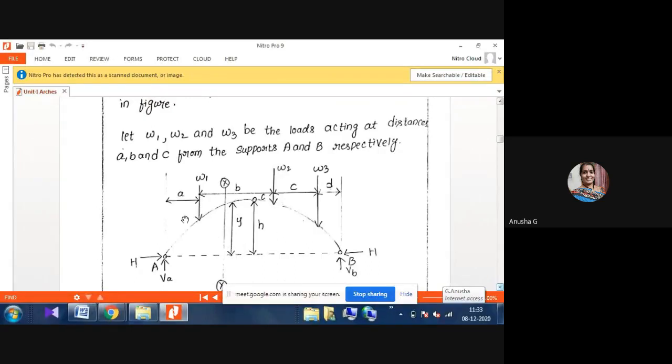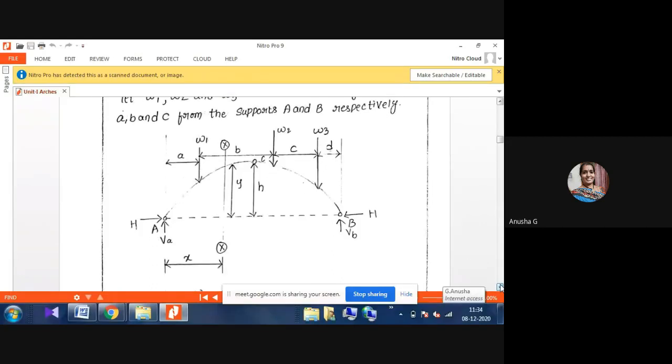Here we will consider the same arch ABC with three loads W1, W2, and W3 acting at distances from the support A. Whenever there is a support, there will be reactions, that is, a vertical reaction and a horizontal reaction. But in this condition, the two hinges at the two points have only vertical reactions, not a horizontal reaction, because this is an intermediate determinate structure.